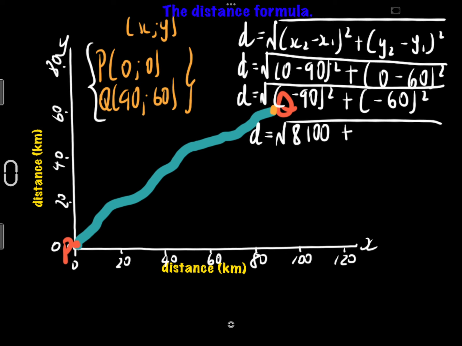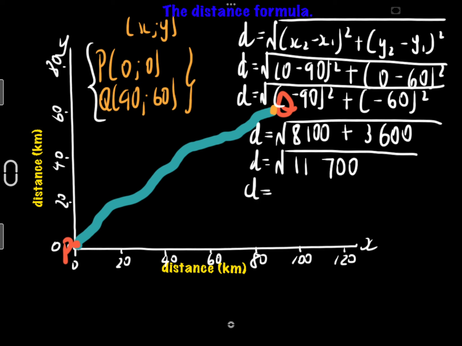Now we have negative 60, close bracket, raised to the second power, so we have 3,600. d for distance is equal to the square root of 8,100 plus 3,600, which gives us, remember this is under the square root sign, 11,700. So d, still maintaining d as distance, is the square root of 11,700.